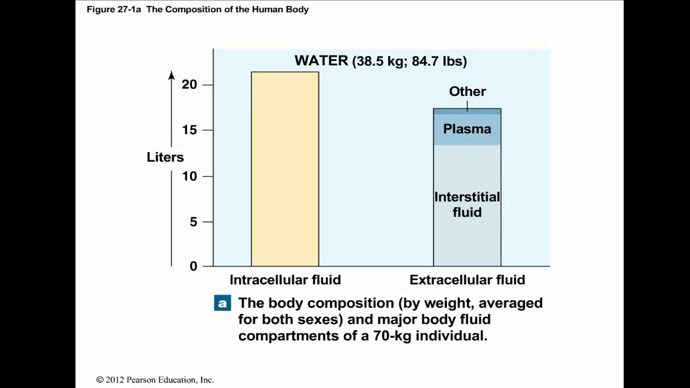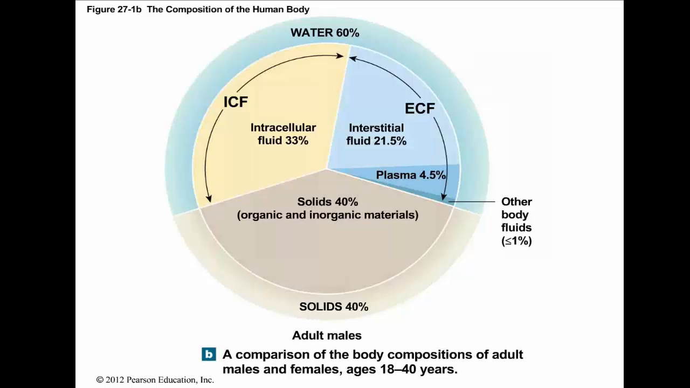Here's a diagram just showing you about the balance. So an adult aged between 18 years and 40 years is 60% water, 40% solid, and that 60% water is made up of 33% intracellular fluid inside the cells, and the rest is extracellular fluid, with 21.5% of it being the fluid surrounding the outside of the cells, and 4.5% being the plasma that carries the formed products around in the bloodstream. And then less than 1% is from other body fluids.